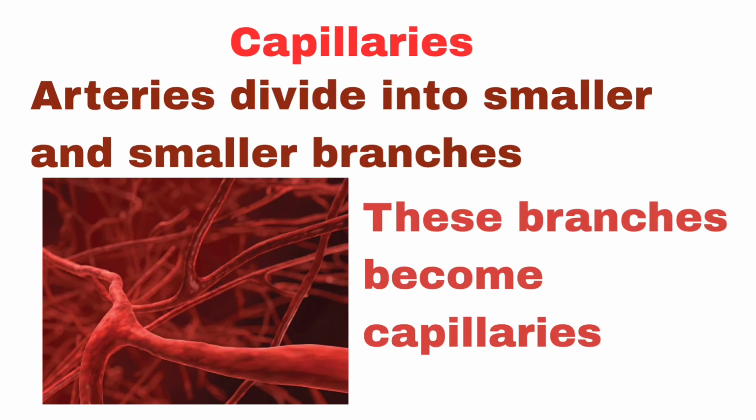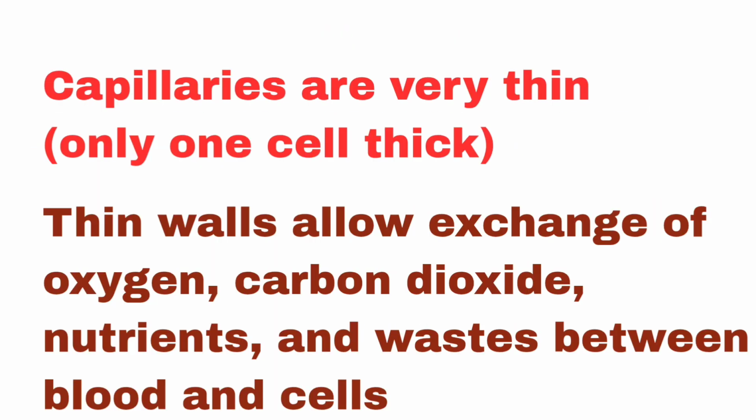And the third type of blood vessel is capillary. And do you know how capillaries are formed? When arteries, they reach an organ or tissue, they divide into smaller and smaller branches until they become capillaries. And capillaries, they are the smallest blood vessels with walls only 1 cell thick. And this thin wall allows the exchange of materials such as oxygen, carbon dioxide, nutrients, and waste between blood and cells.